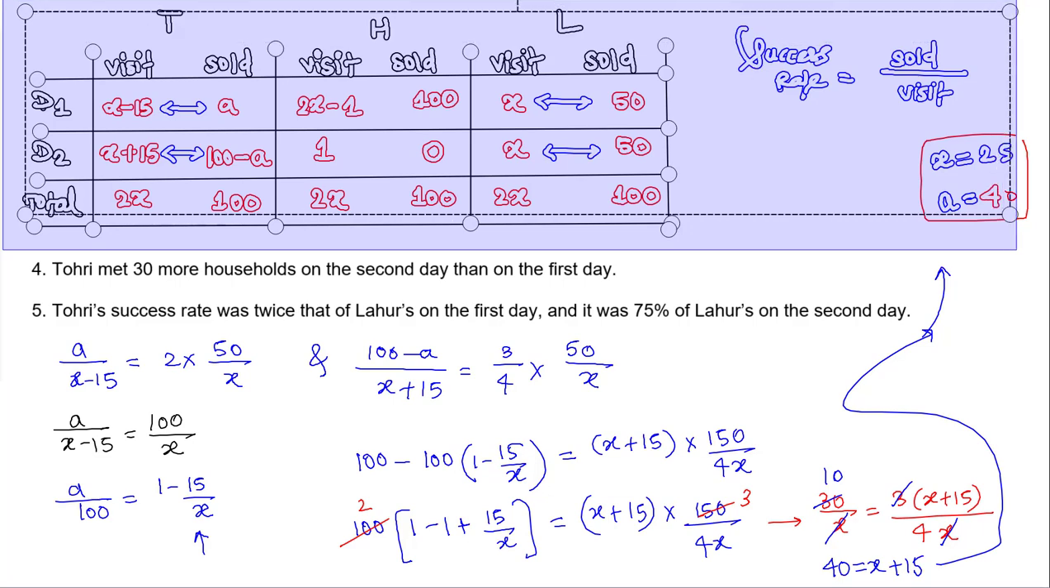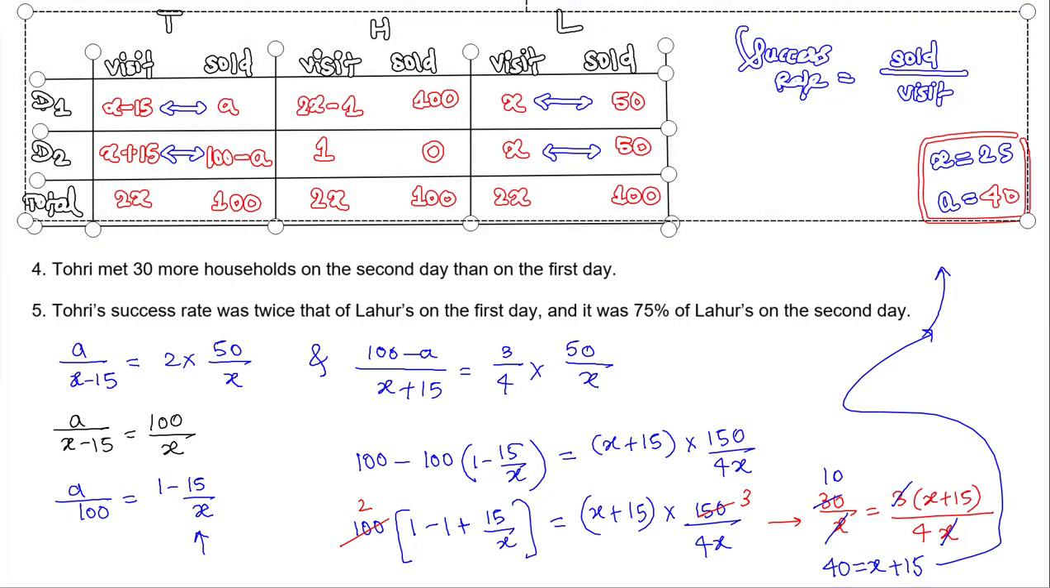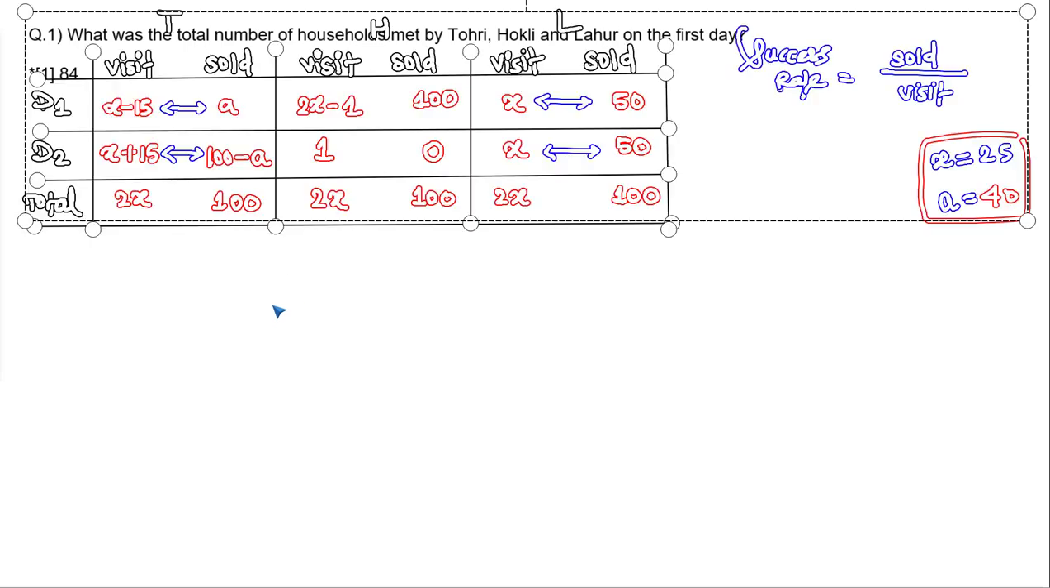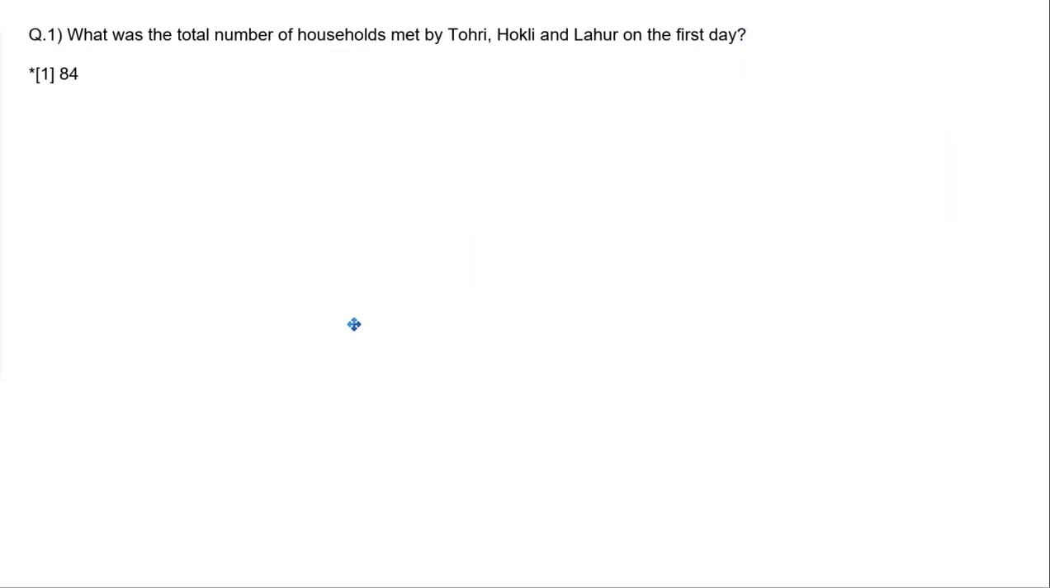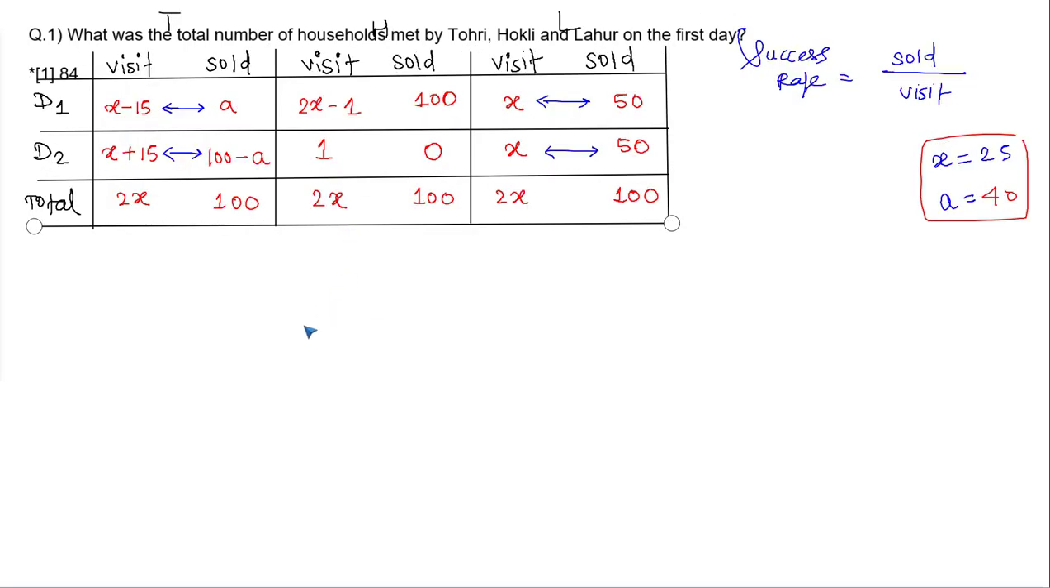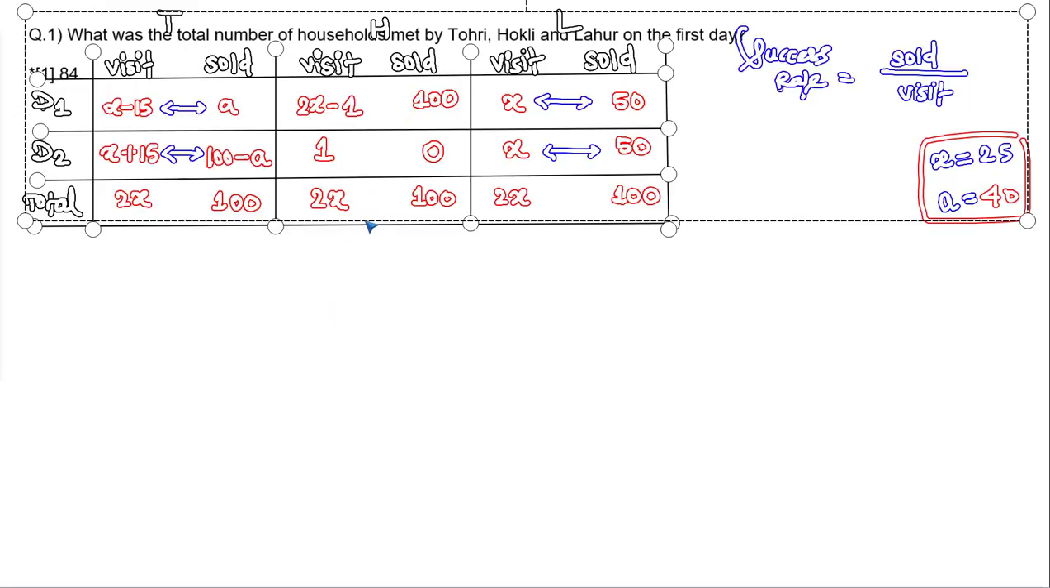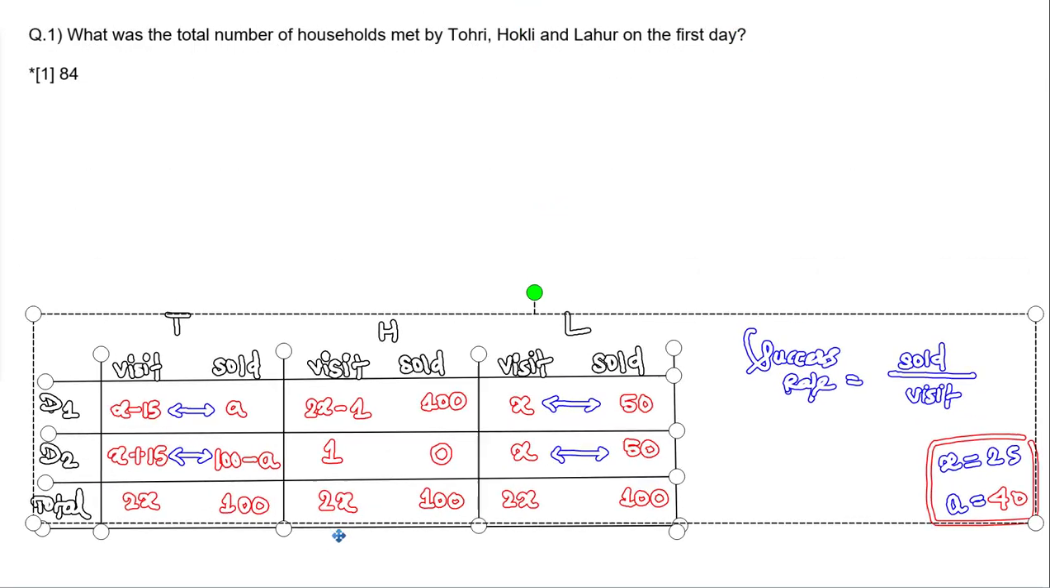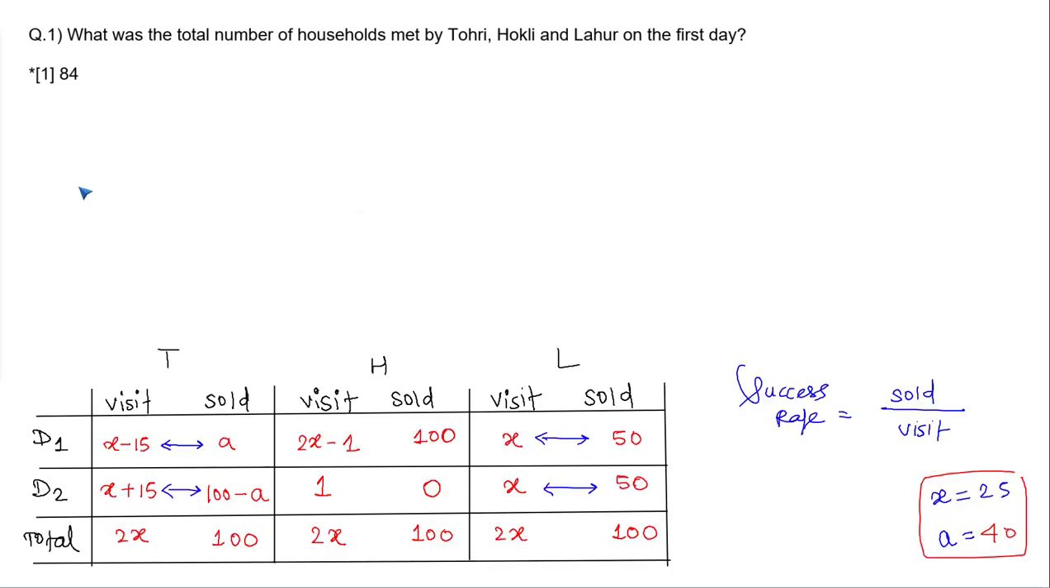The first question. Question number 1 is, what was the total number of households made by T, H and L on the first day? On the first day, the answer is x minus 15, 2x minus 1 and x. This addition is equal to how much? 4 times x minus 16. 4 times x means 100. 4 into 25 minus 16, that is equal to 84.